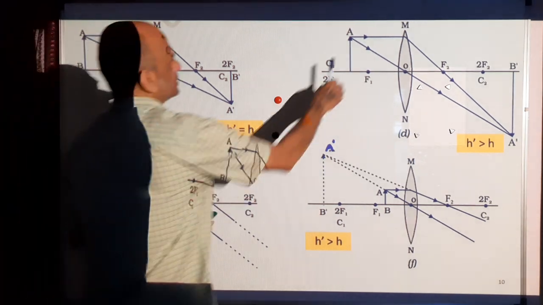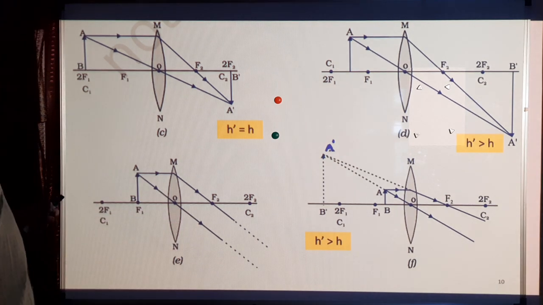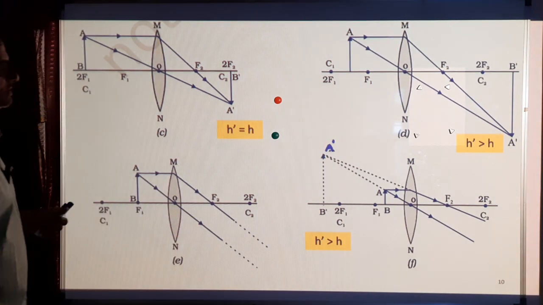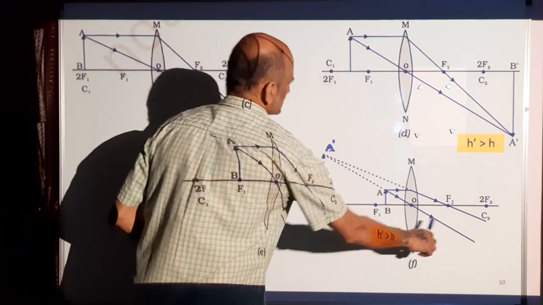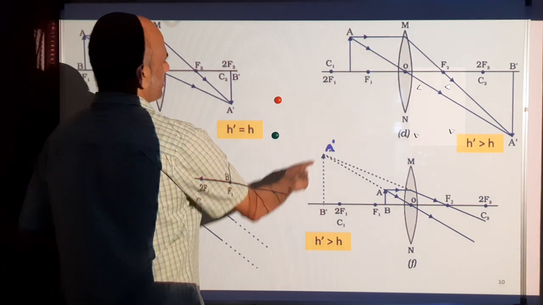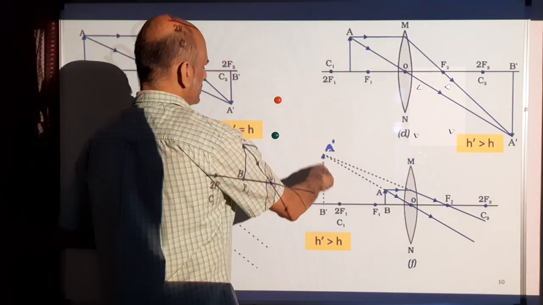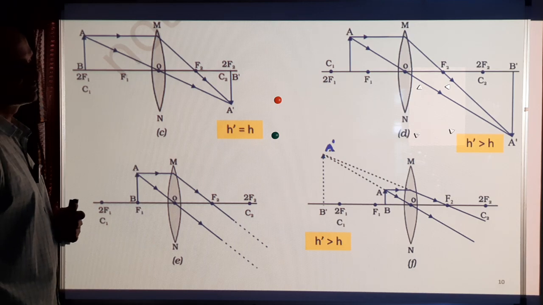And once the object is moved to the focal length, it will produce parallel rays. So the parallel beam will not form any image. Moving further inside, it will produce divergent rays, which will not meet on the right side, but projected backwards will appear to start from a point. So there will be a virtual image A prime B prime on the left side, which is erect and enlarged.